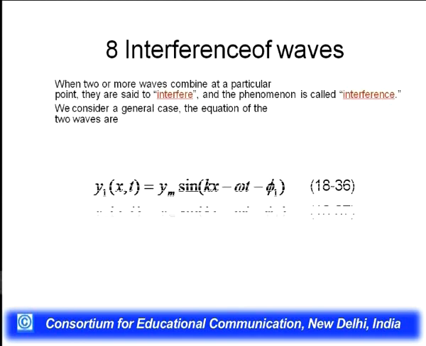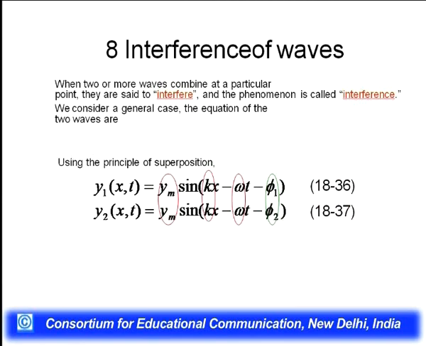Interference of waves: when two or more waves combine at a particular point, following the superposition principle, the phenomenon is called interference. When two waves interfere with each other or superimpose on each other, that phenomenon is known as interference.